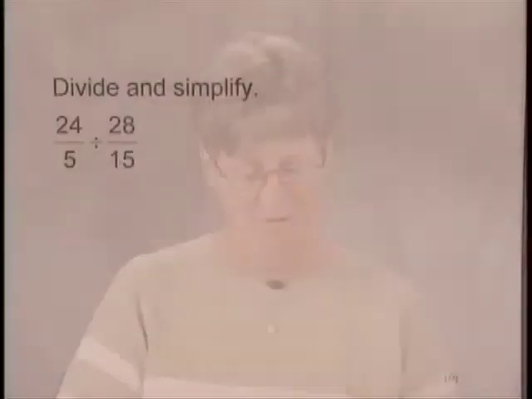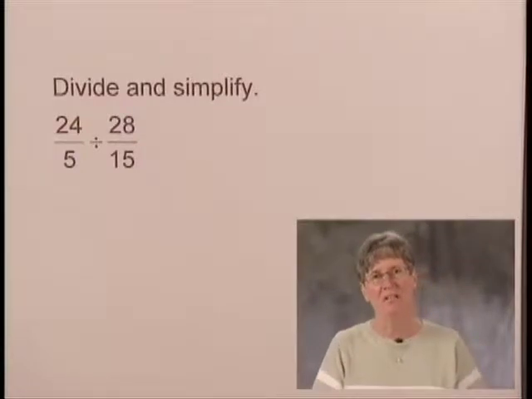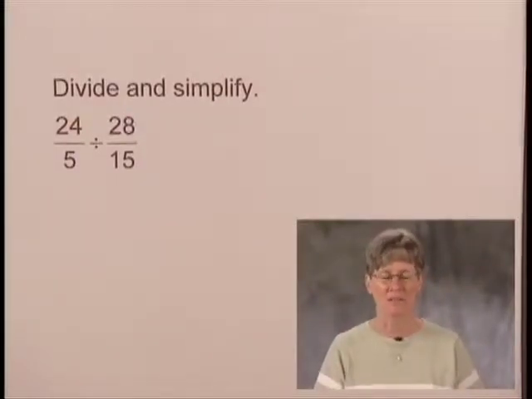We're going to divide using fraction notation. The quotient that we'll be finding is 24 over 5 divided by 28 over 15. Remember, when we divide using fraction notation, we multiply by the reciprocal of the divisor.